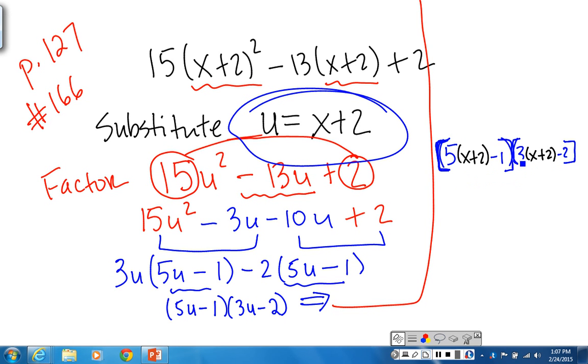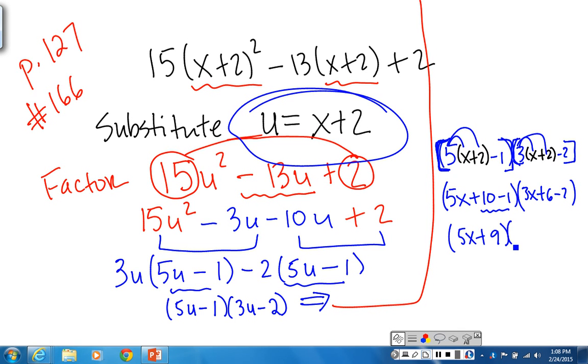Now we can just simplify this, and that would be your final answer. So we'll distribute this, and that'll be it. So that's 5x plus 10 minus 1, and then 3x plus 6 minus 2. So the final answer is 5x plus 9, since 10 minus 1 is 9, and 3x plus 4, because 6 minus 2 is 4. That's your final answer.